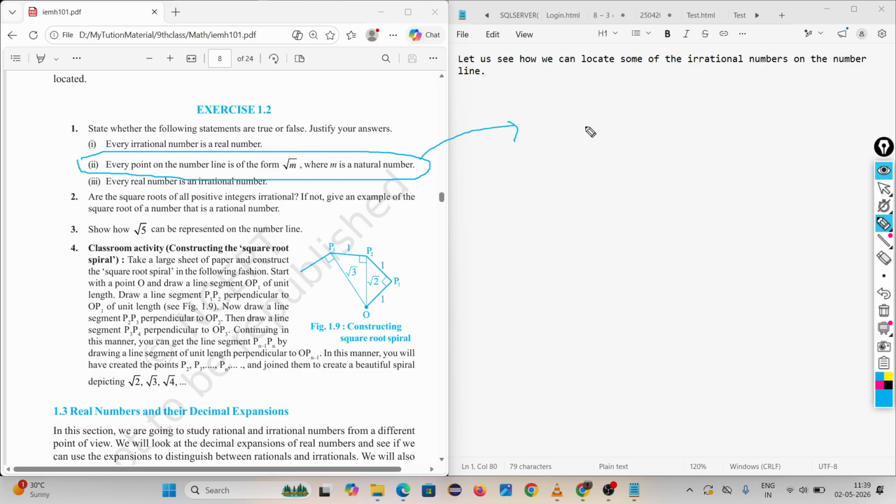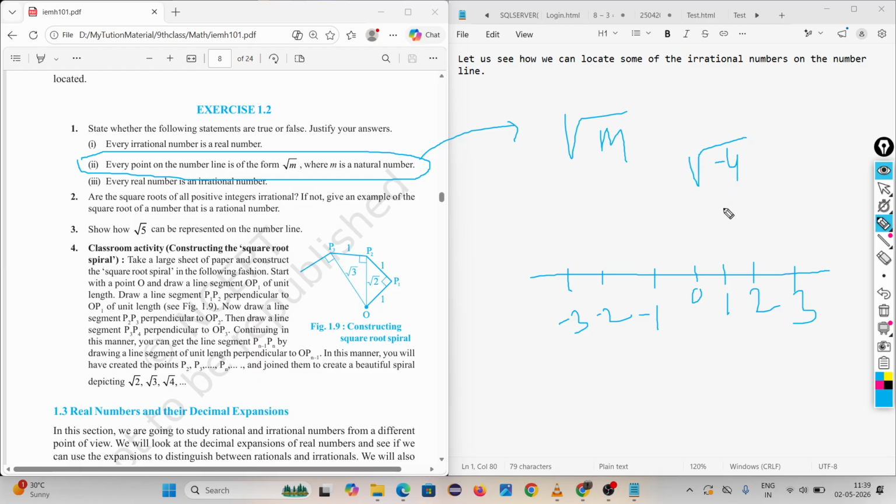Every point on the number line is of the form square root of m, where m is a natural number. Do you understand this question? Suppose this is a number line. The number line contains positive integers, negative integers also. Then tell me, the question is saying every point on the number line is of the form square root of m, where m is a natural number. Tell me, square root of minus 4.